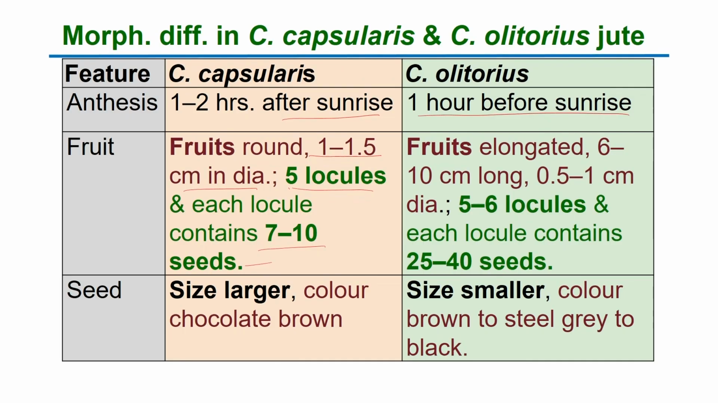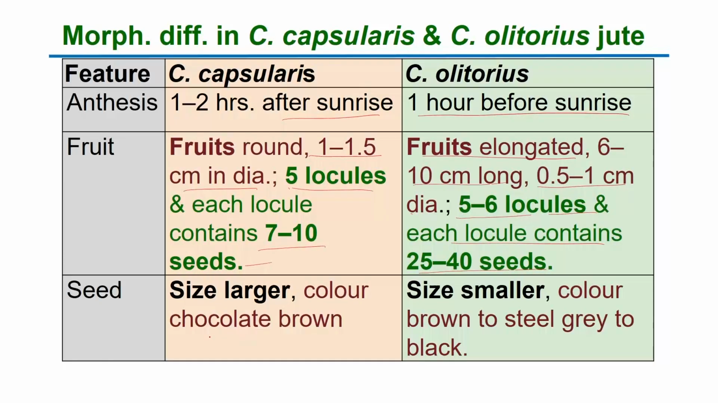Here in Olitorius, fruits are elongated, 6 to 10 centimeters long. They are longer, 0.5 to 1 centimeter in diameter, with 5 to 6 locules, and each locule may contain 25 to 40 seeds, much more seed number in Olitorius than in Capsularis. Seed size larger, color chocolate brown; size smaller, color brown to steel grey to black. So, this is how you find some differences in Capsularis and Olitorius jute.